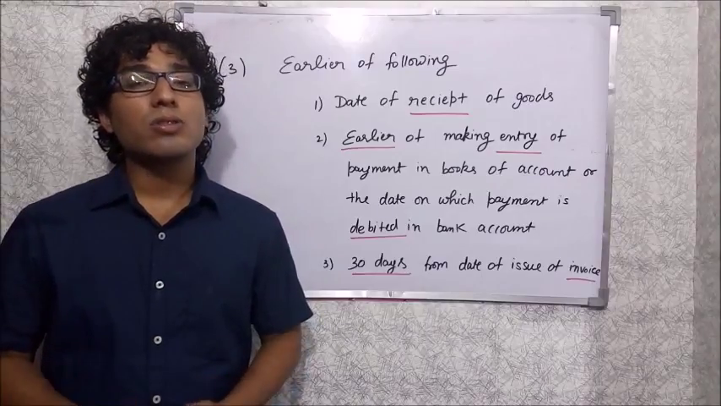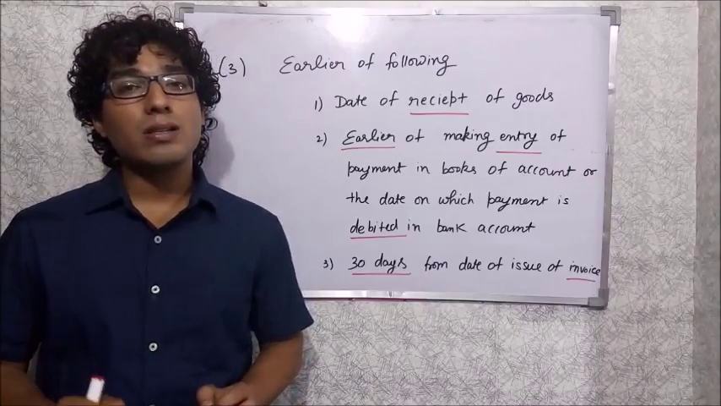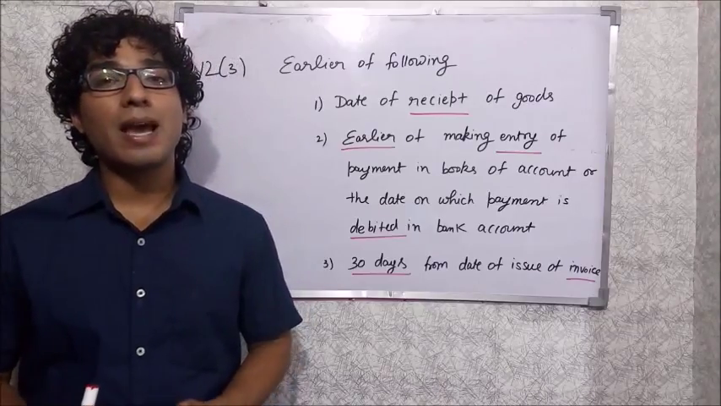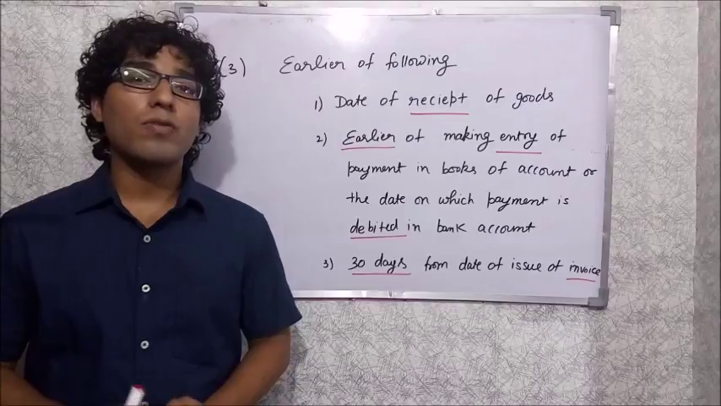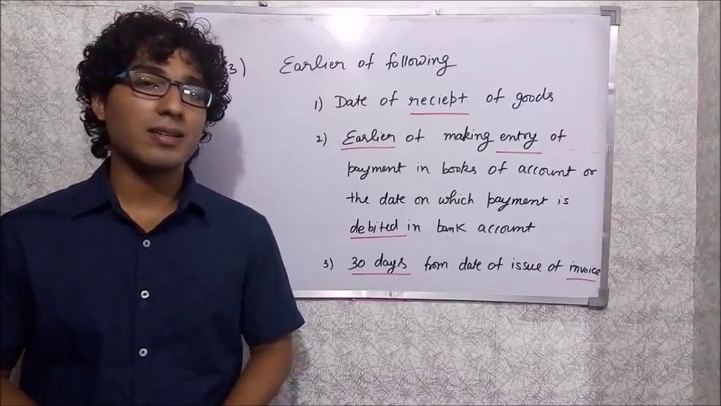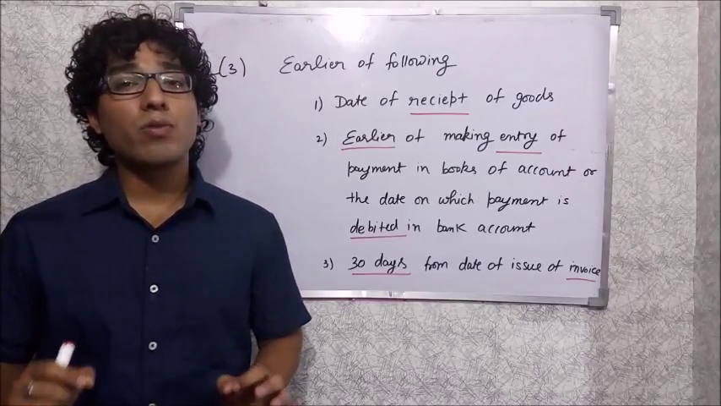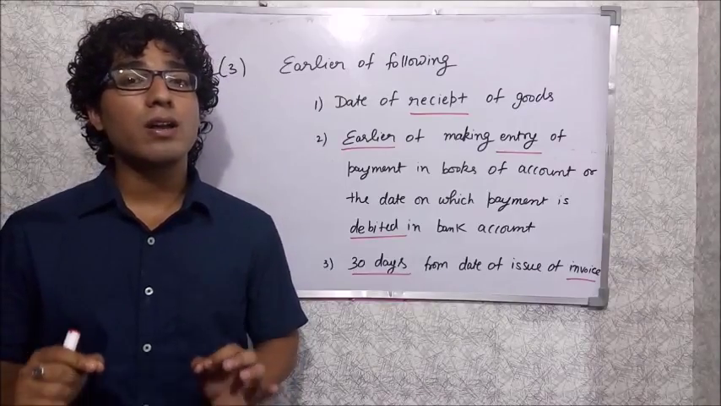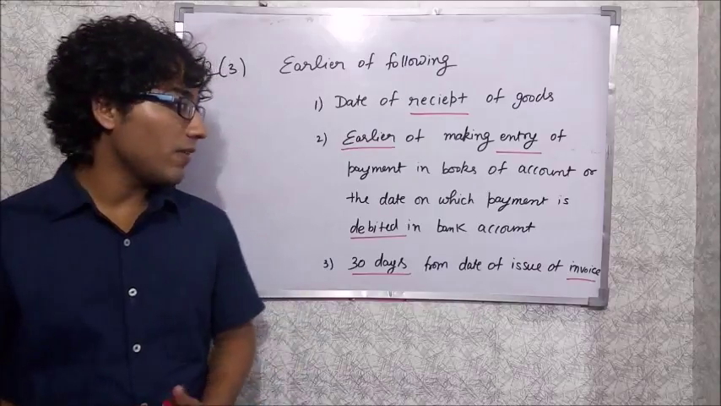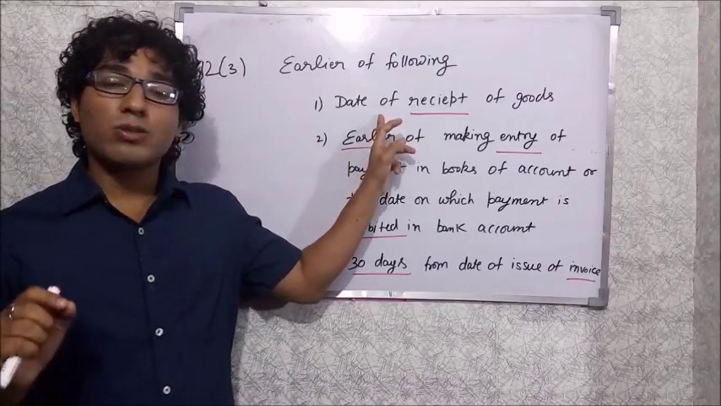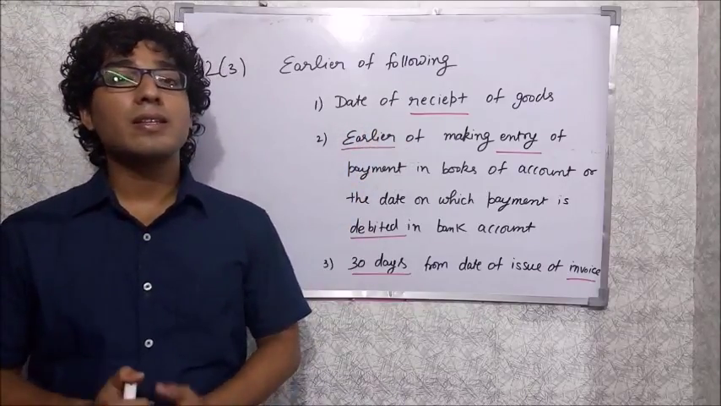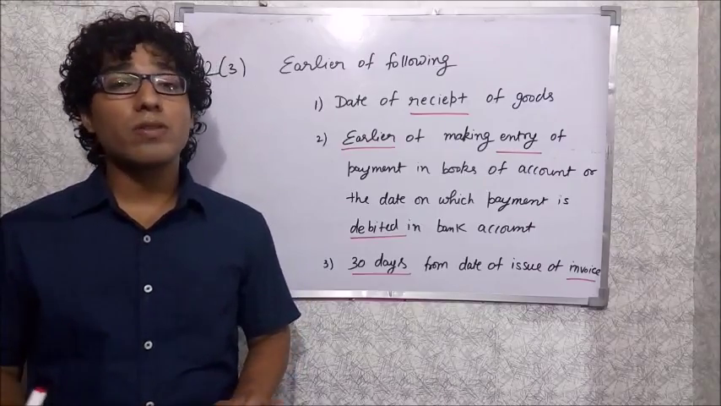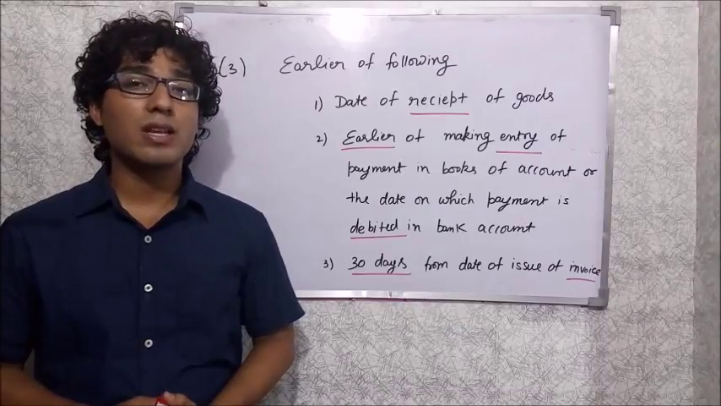So the answer to this question is given under section 12 subsection 3. Section 12 subsection 3 deals with the time of supply of goods in case of a reverse charge mechanism, and the section says that the time of supply of goods if you are paying the tax under the reverse charge is the earlier of the following three events. The first event is the date of receipt of goods. So when you receive the goods into your place of business or the factory, that will be the first event.